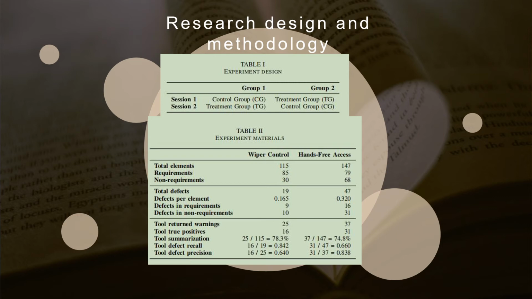Then we choose the specifications of two systems, which are the wipe control system and the hands-free access system, and their functionality is easy to understand. We can see the statistics about the final documents from Table 2.